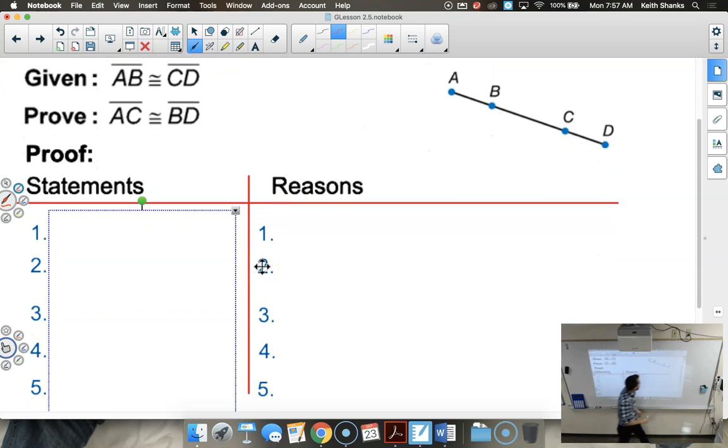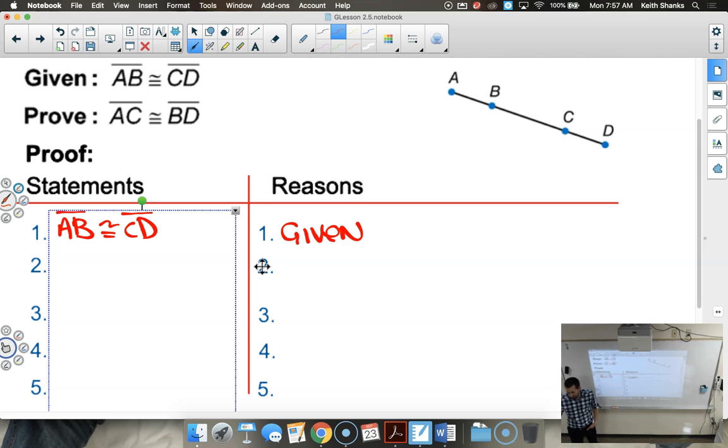So we've got this picture here, and this one's a little long, but I'm going to start off with AB is congruent to CD. That is my given information. Hooray, I'm giving you points for just doing that. Every time. Do we ever leave a proof blank? No. At minimum, that's what we want to put.